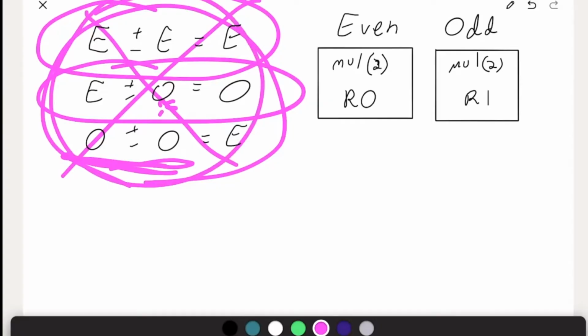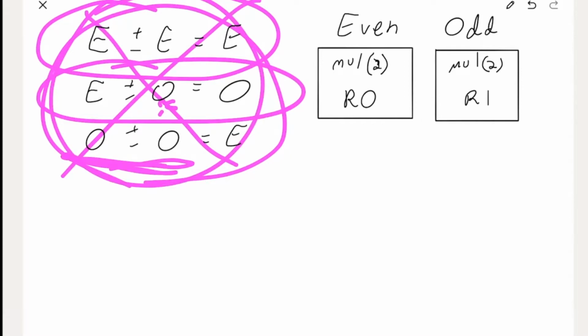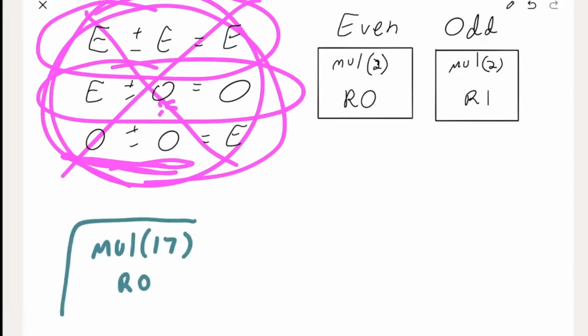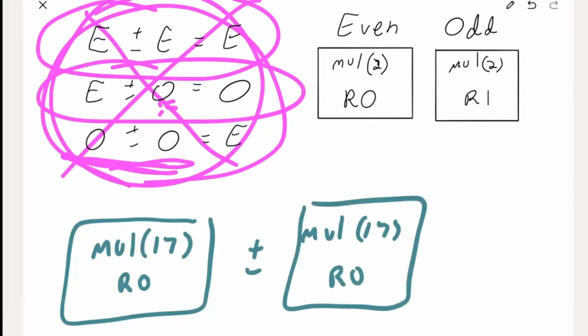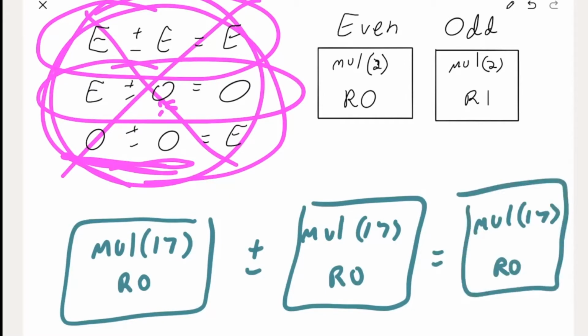But what about other divisibility scenarios? What if we're not talking about divisibility by 2? I mean, all this pink stuff, that's just the world of divisibility by 2. What if we talk about the world of divisibility by 17, just as an example? If I say that a multiple of 17 with remainder 0 plus or minus a multiple of 17 with remainder 0 always is going to equal a multiple of 17 with remainder 0. What do you think about that? Is that a good rule? Is that always going to be true?